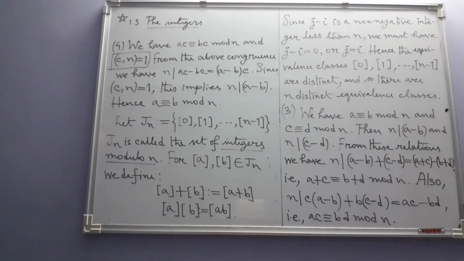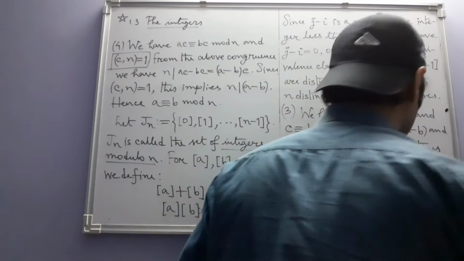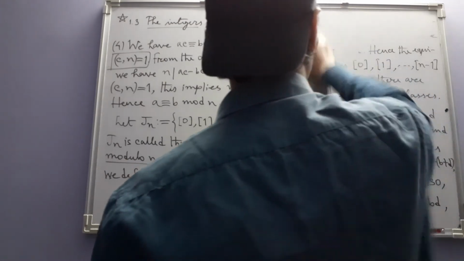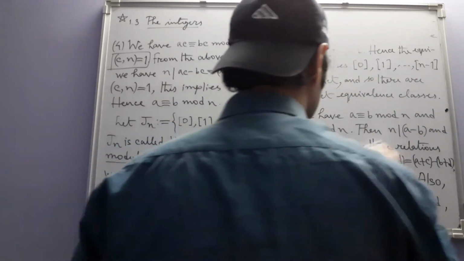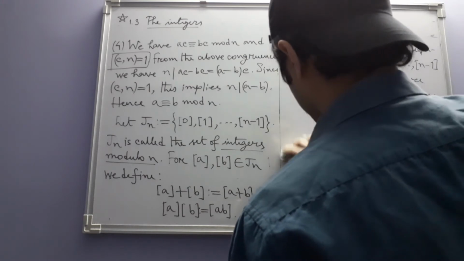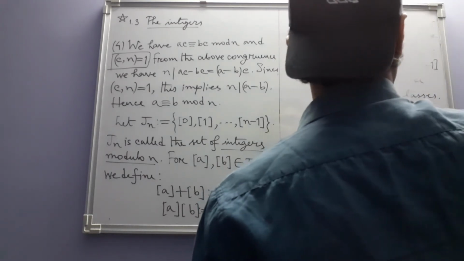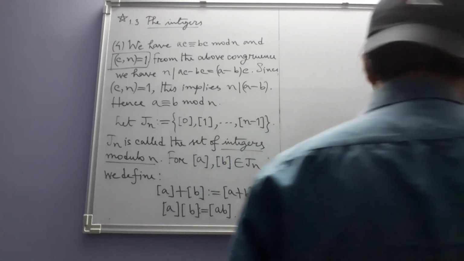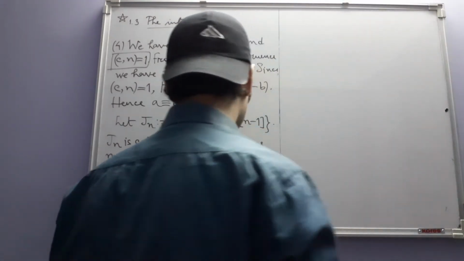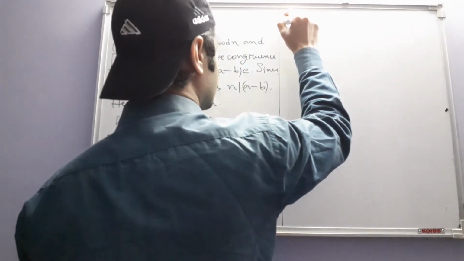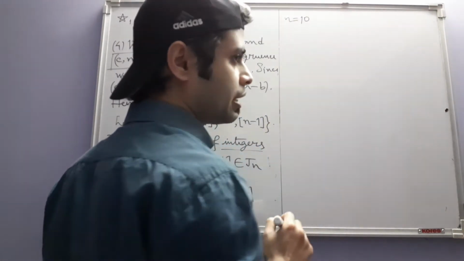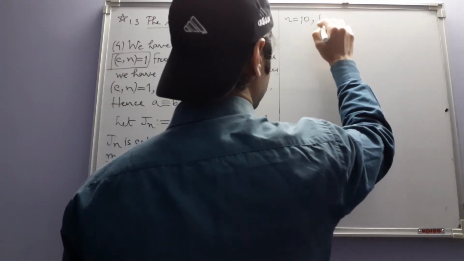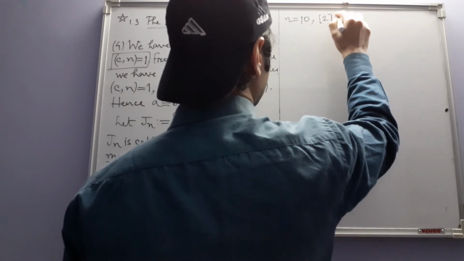Now what is the problem with this definition? It's not really a problem, but rather something that comes to our mind when we think about this definition somewhat more deeply. This can be shown by a simple example. Think of the modulus 10, say n is equal to 10. So now we are in J10. In J10, we have these congruence classes.